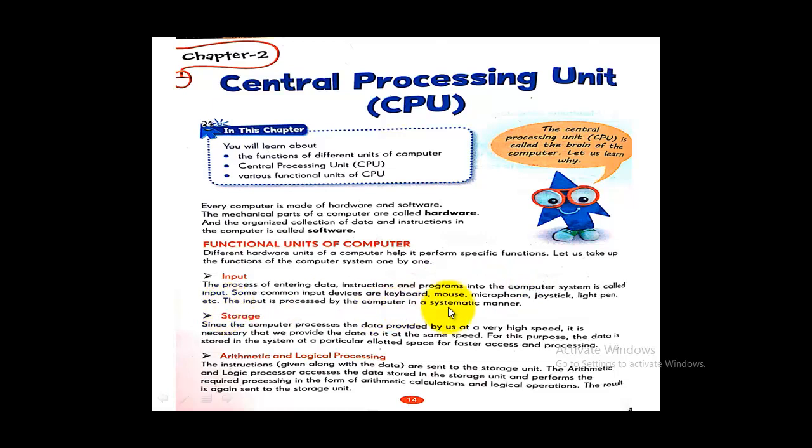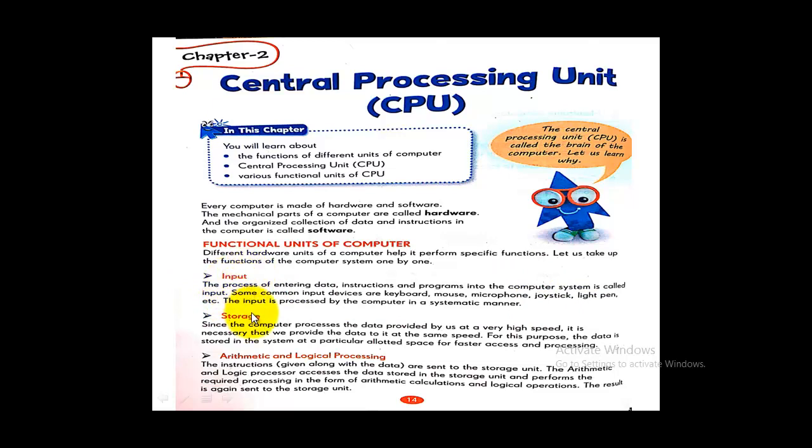Some input devices, examples of input devices are keyboard, mouse, microphone, joystick, light pen, etc. Now you can underline this. The process of entering data, instruction and programs into the computer system is called input. You underline this line, and after that common examples like keyboard, mouse, microphone, joystick, light pen, etc. These examples also you can underline. Then this definition of the input also you can underline.